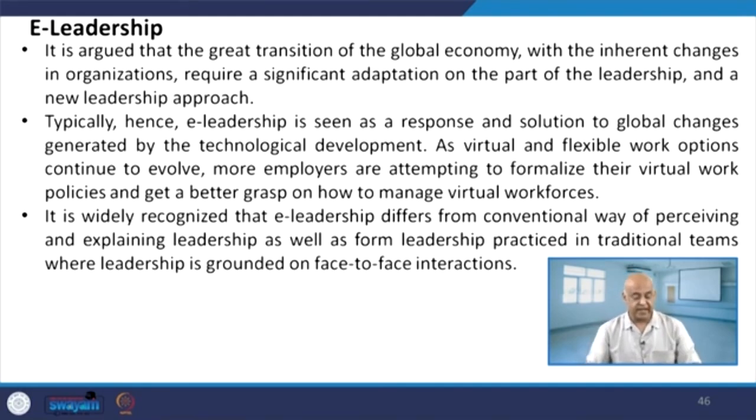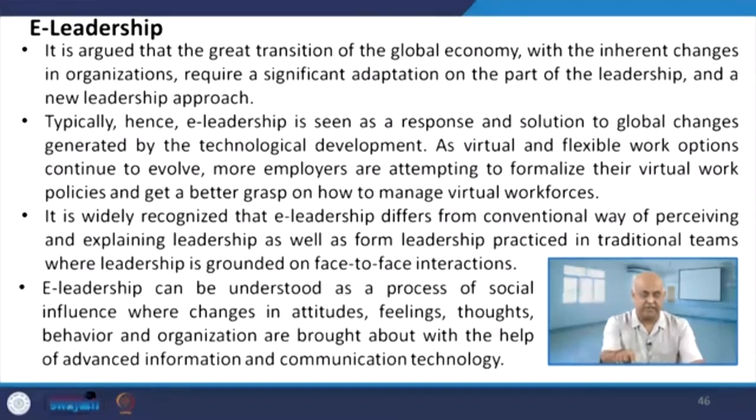It is widely recognized that e-leadership differs from the conventional way of perceiving and explaining leadership, from leadership practice in traditional teams, where leadership is grounded on face-to-face interaction. So definitely there will be changes between e-leadership and the physical conditions of leadership.